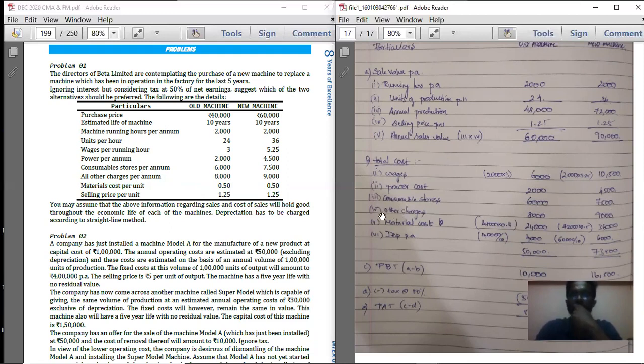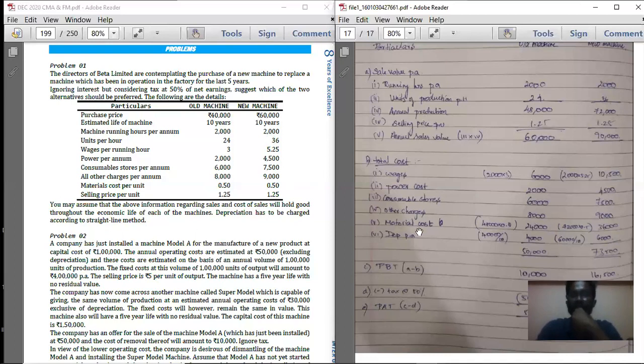Below that, small Roman number 4, other charges. Under old machine column record 8,000 and under new machine column record 9,000. So these are the direct costs which they have given: power, consumable stores and other charges.